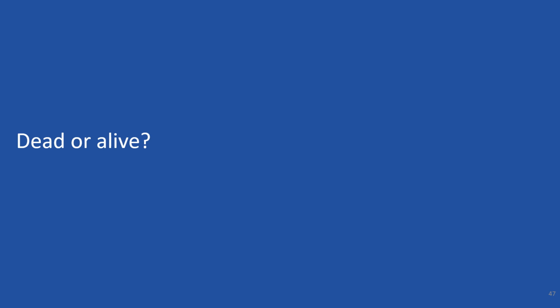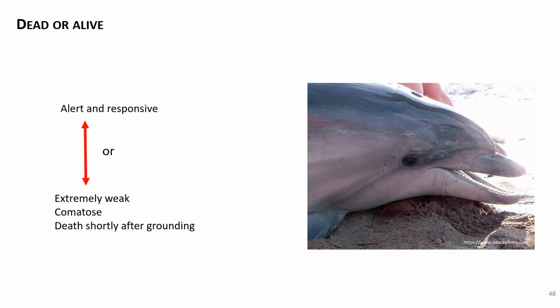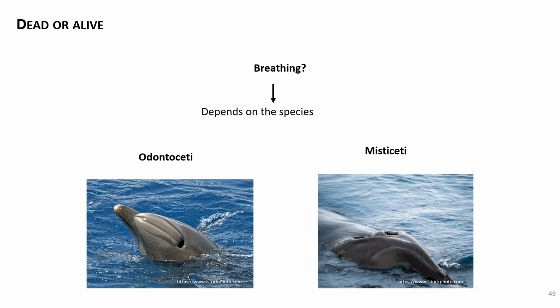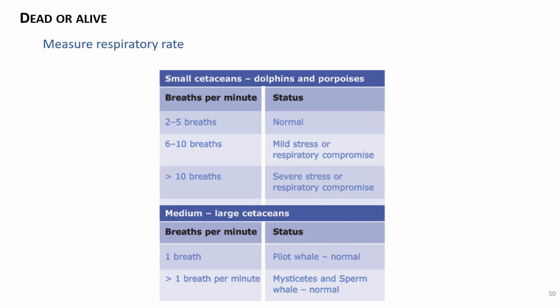And now, we need to define if the animal is dead or alive. We need to know if the animal is alert and responsive or is extremely weak, comatose, and dead shortly after grounding. Is the animal breathing? Depends on the species. Odontoceti and Mysticeti have differences. We need to know about respiratory rate.